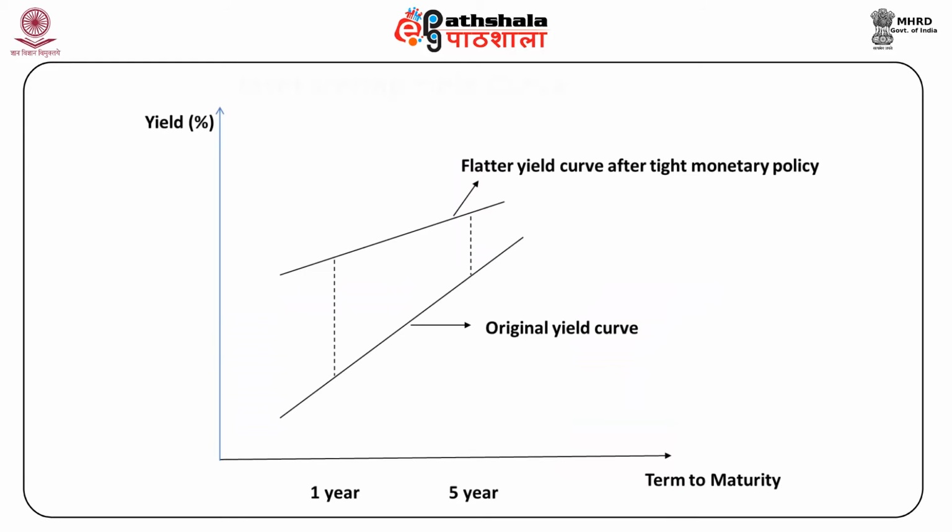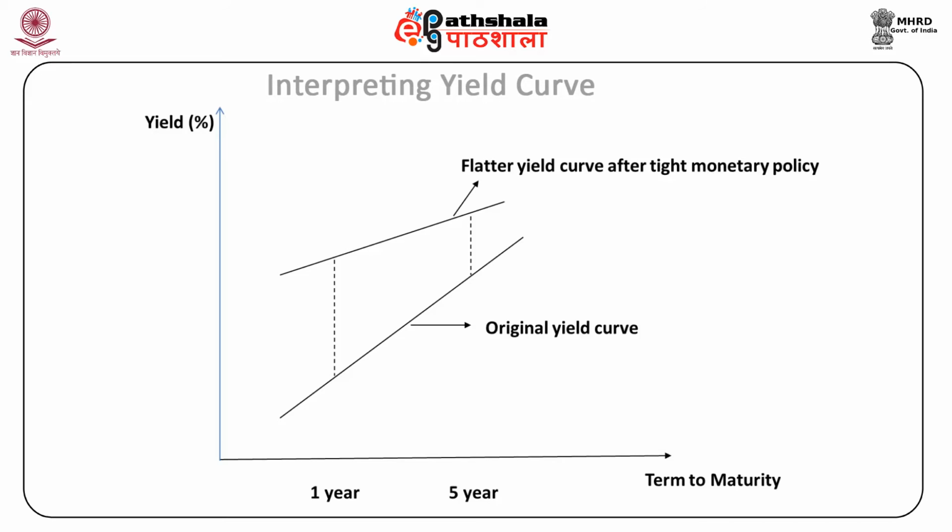As shown in the figure, we have the yield curves: the original yield curve, which is relatively steeper, and the flatter yield curve after tight monetary policy. I'm sure you can observe we have terms to maturity on the x-axis and yield percentage on the y-axis, where two examples are the 1 year yield and 5 year yield, and we find that the gap between the flatter and the original curve has reduced later on.